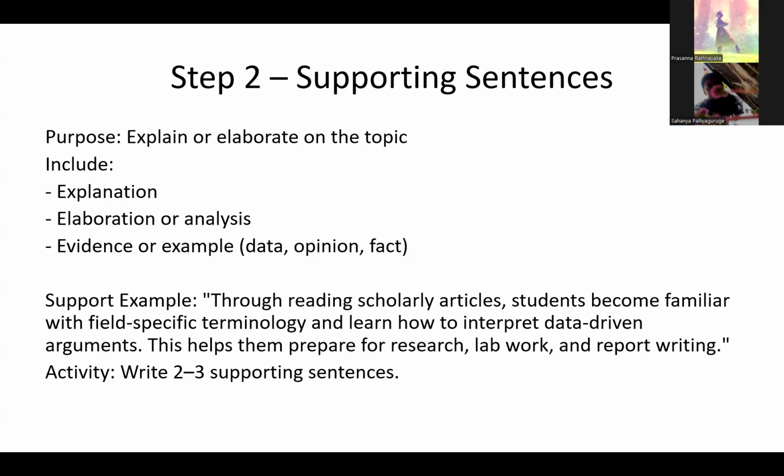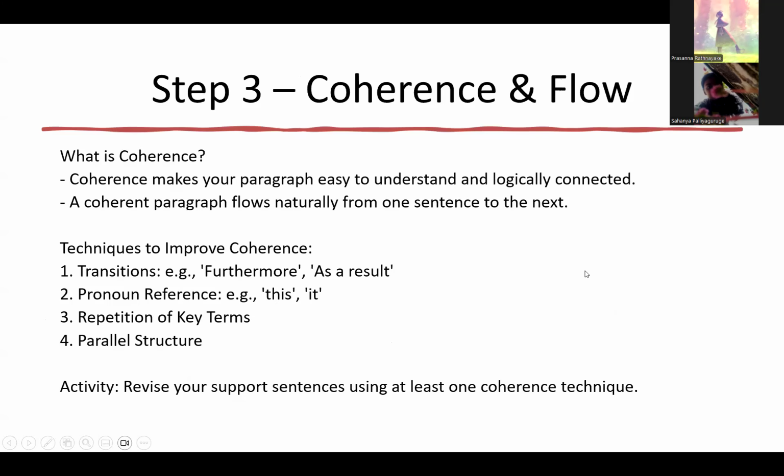Now what are we doing? We are explaining how critical reading is. Why critical? Because students should be able to read articles, and when they read, they become familiar with terminology or vocabulary, and then they come to know how to interpret data and how to draw arguments, right? You see, this is how we move on with EEE. And step 3.